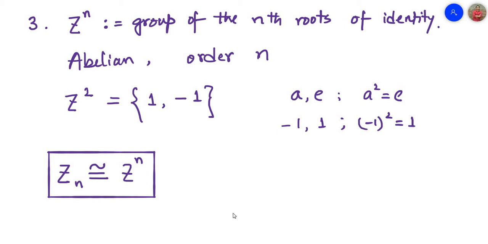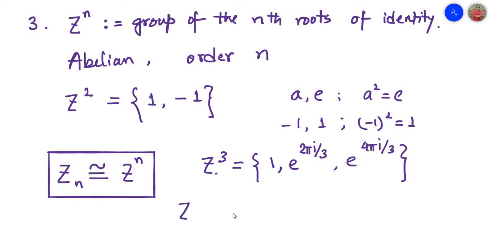To further exemplify, Z3 would be the group consisting of 1, and then e to the power 2 pi i divided by 3, and e to the power 4 pi i divided by 3.